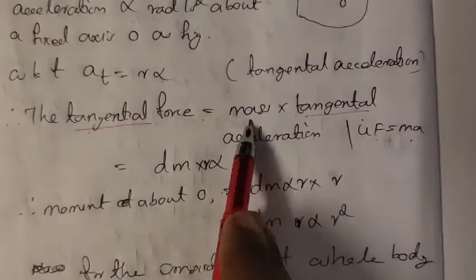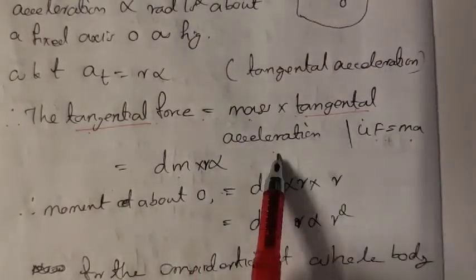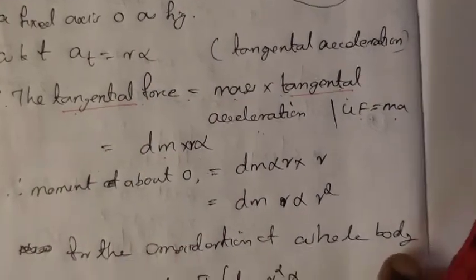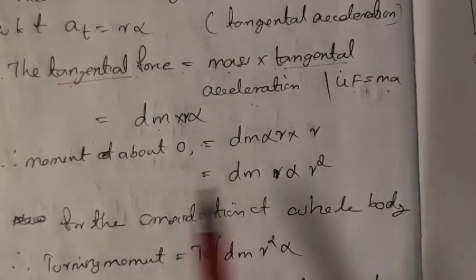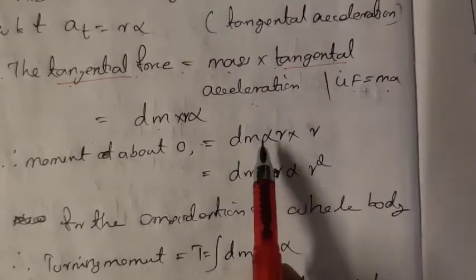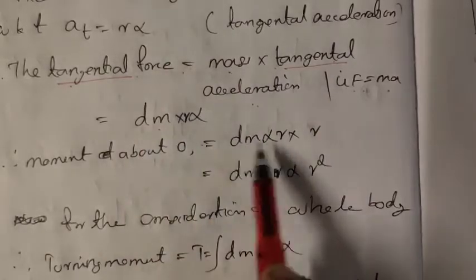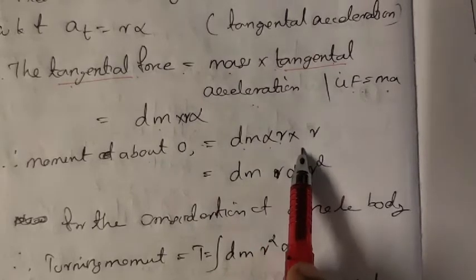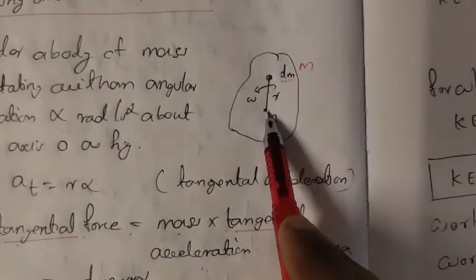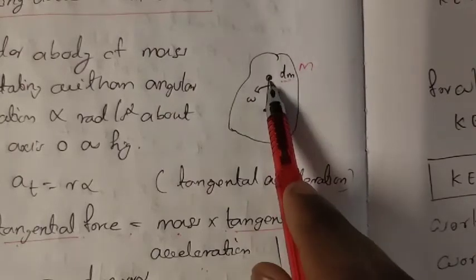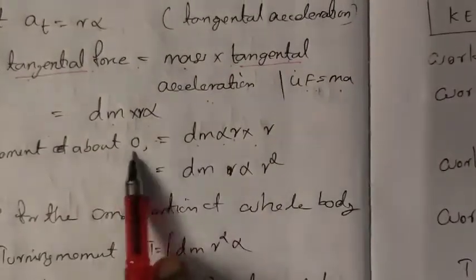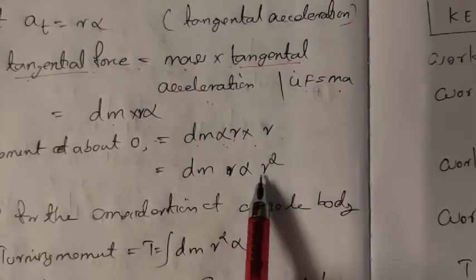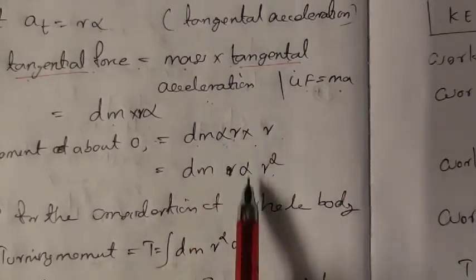The mass is dm because it is an elemental mass, and the tangential acceleration is r alpha. So the force is dm r alpha. What is moment? Force into distance. Taking moment about O, the force is dm alpha r, and the distance from O to dm is the radius r. So the moment about O is dm alpha r into r, that is dm alpha r square.